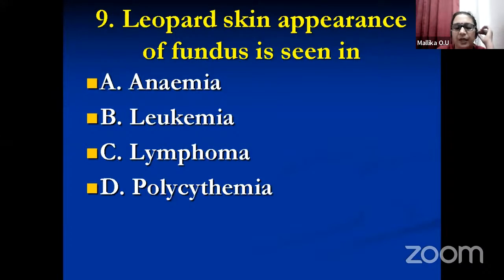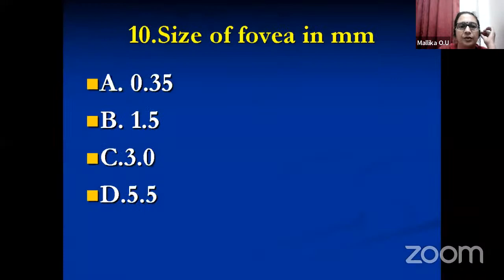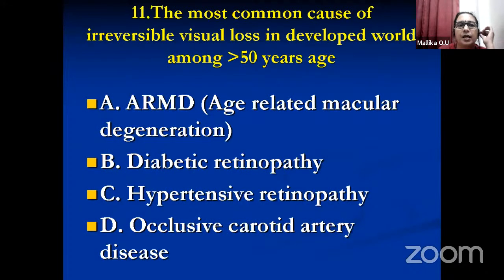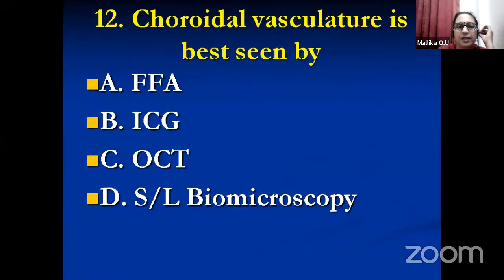Leopard skin appearance. It is a peculiar appearance of the fundus because of the choroidal infiltration. You can see the patches of pigmentation that is seen in leukemia. Leopard skin appearance of the fundus is seen in leukemia because of the infiltration of the choroid. Size of the fovea is 0.35. Most common cause for irreversible visual loss more than 50 years of age is age-related macular degeneration. Choroidal vasculature is best seen using indocyanine green angiogram.